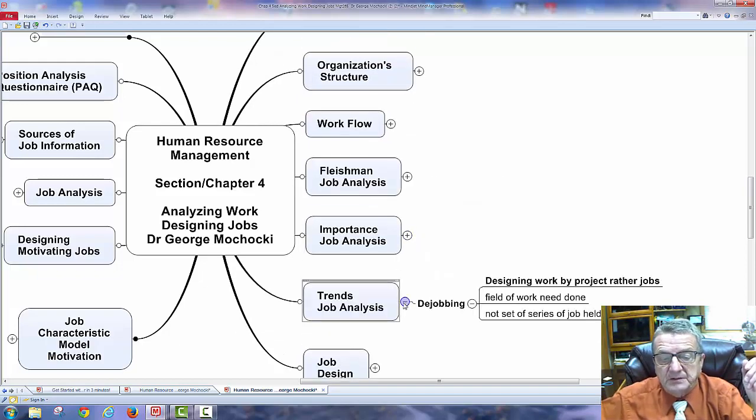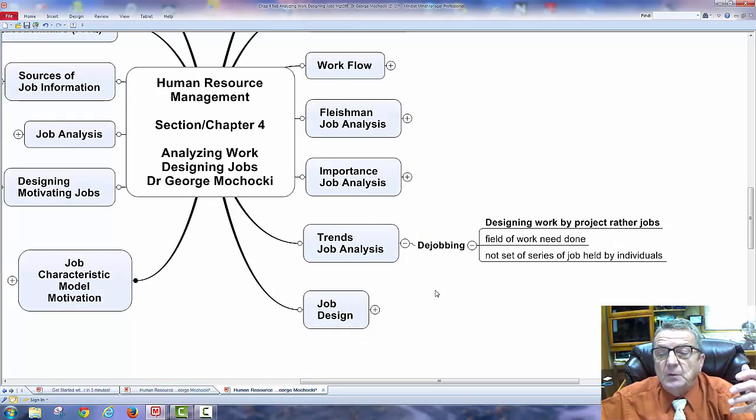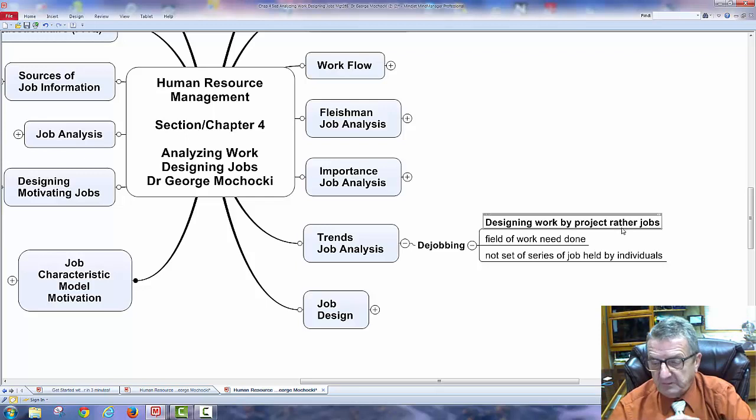Now, trends in job analysis: designing the work by project rather than job. Again, I'm looking at the project. I'm not looking at what the job descriptions are. Here's what I need to achieve this. I need someone as a carpenter. I need someone as an engineer. Whatever the tasks are. And once I have those tasks, then I try to find the individual within the organization or outside your organization to fit those needs.